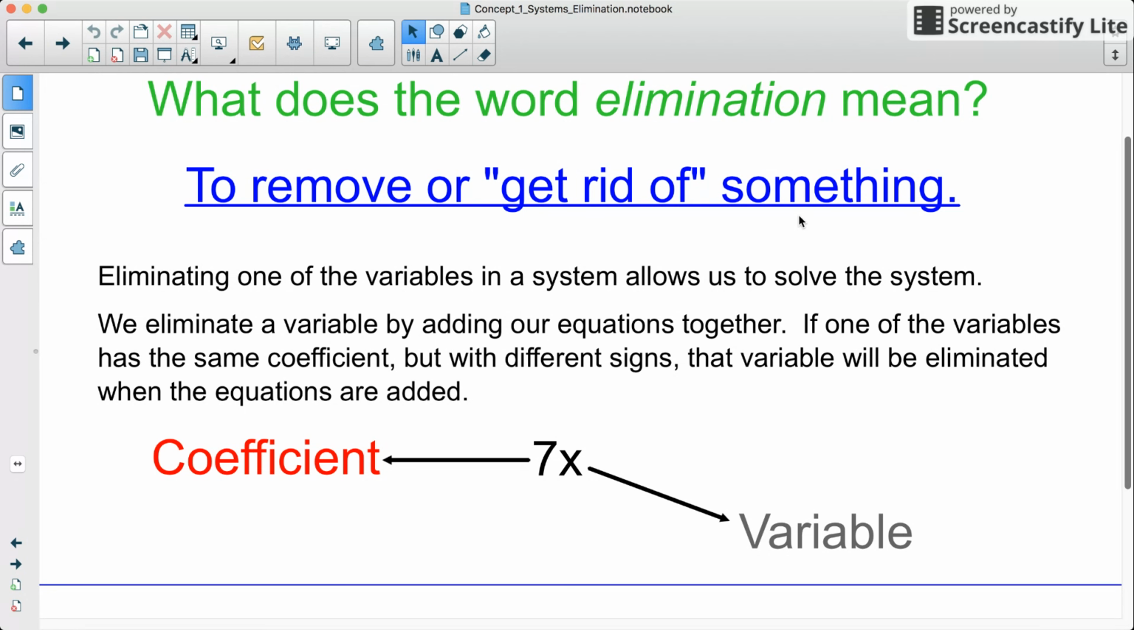Eliminating one of the variables in a system allows us to solve the system. We eliminate a variable by adding our equations together. If one of the variables has the same coefficient, but with a different sign, that variable will be eliminated when the coefficients are added. So here my coefficient is 7, my variable is x. If I want to eliminate this, I would have to add negative 7x. When I do that, I get 0. So I've eliminated it. This is what we're going to do today.